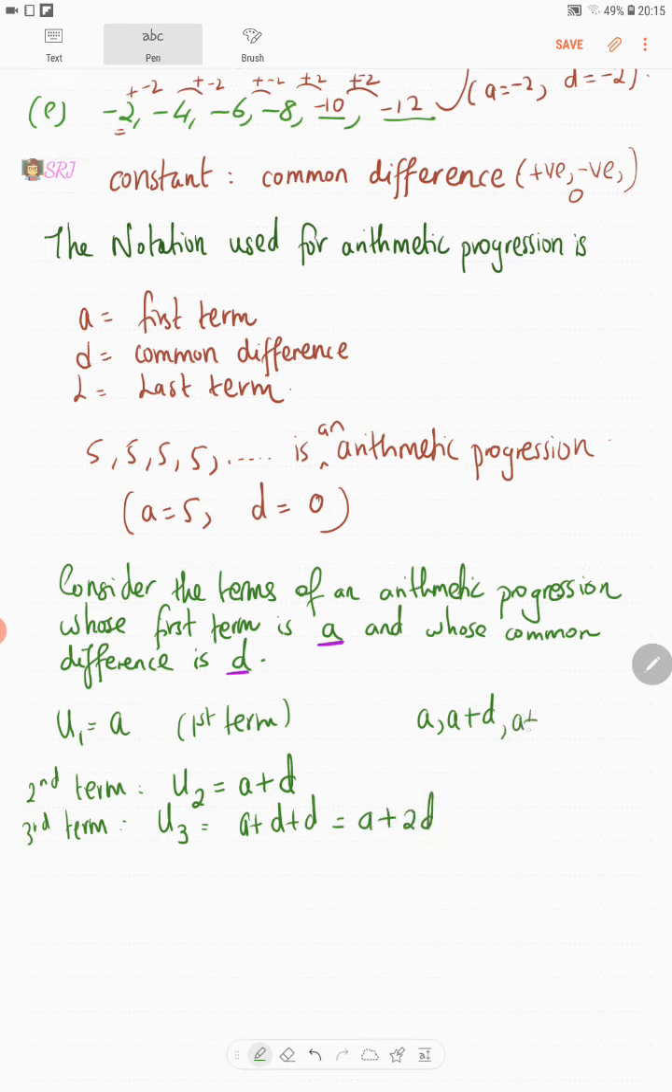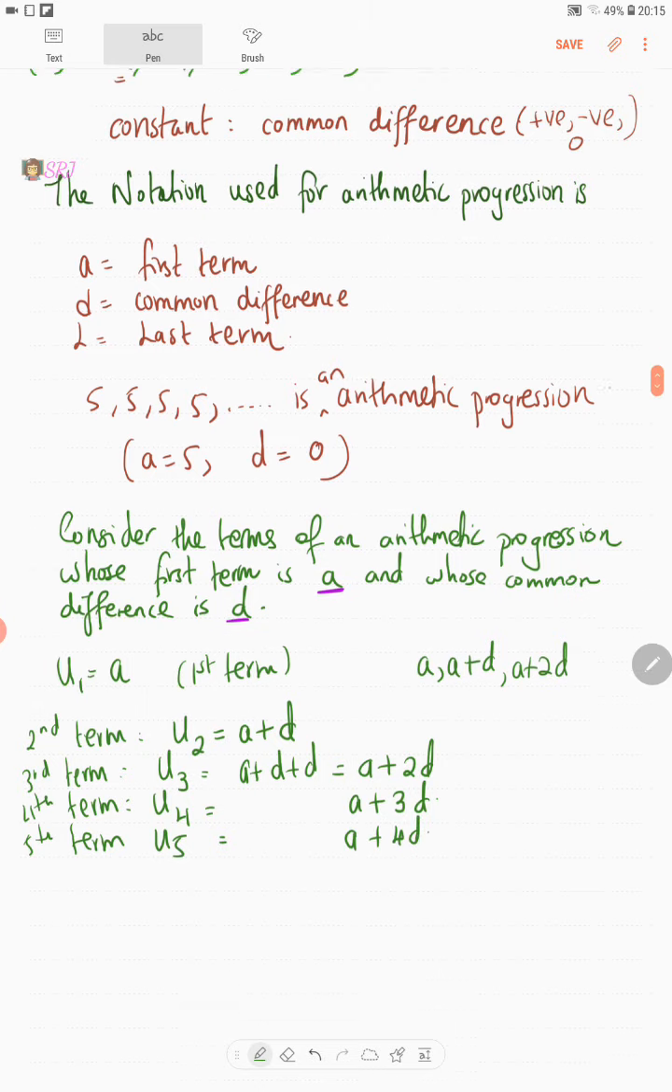So this is the third term. For the fourth term, again, we proceed in a similar way. We have to take the third term, which is a plus d, and then we add d again. It will become a plus 3d. Fifth term, u5 is equal to a plus 3d. We plus d again. It becomes a plus 4d.